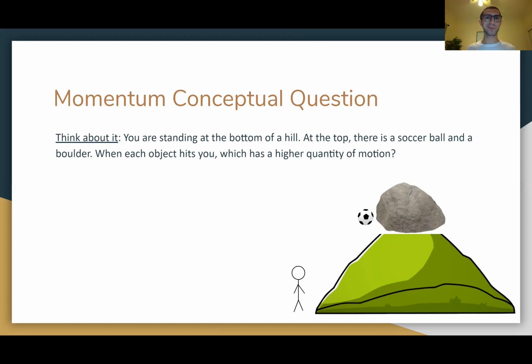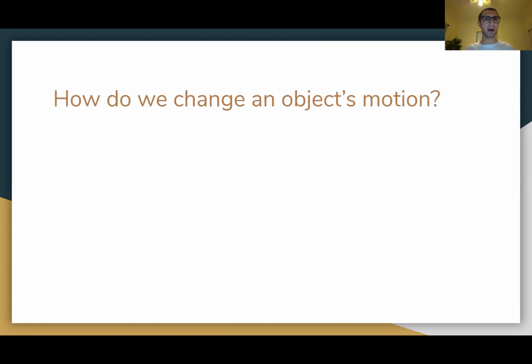If you thought that the mass was an important feature of this quantity of motion, you might have said that the boulder has a higher quantity of motion. And if you thought that the velocity was an important feature, then it's kind of hard to say because we don't have any numbers here. We don't know how fast they're moving. But this idea of quantity of motion is actually both of those things. It's how fast the object is moving and how massive that object is. We will get back to that a little bit later, but for right now, just keep that in the back of your brain.